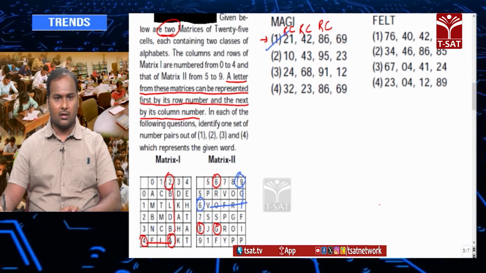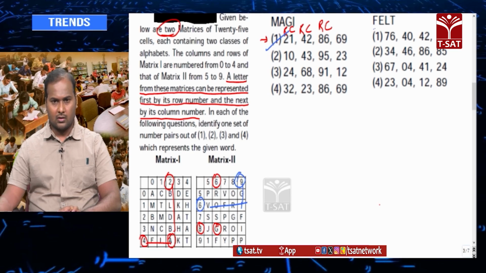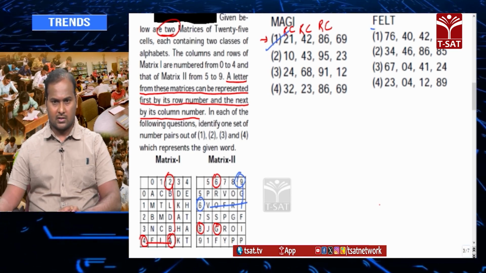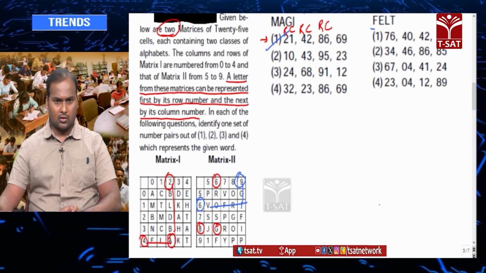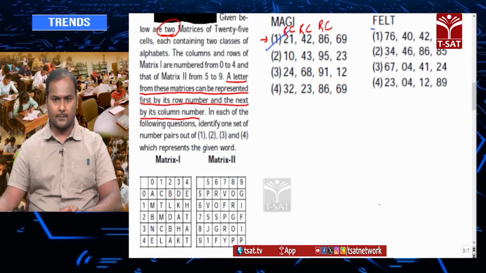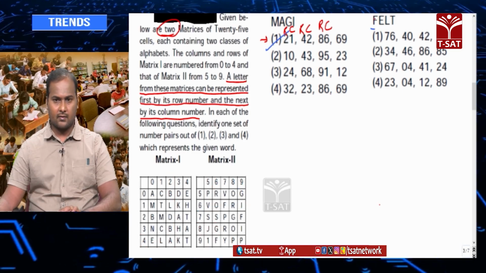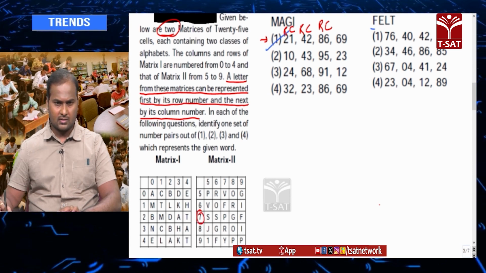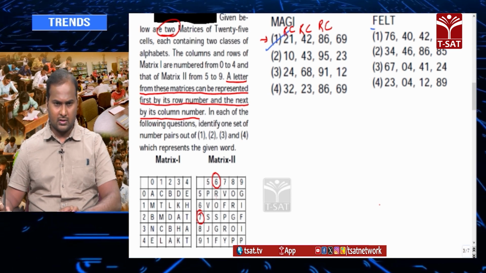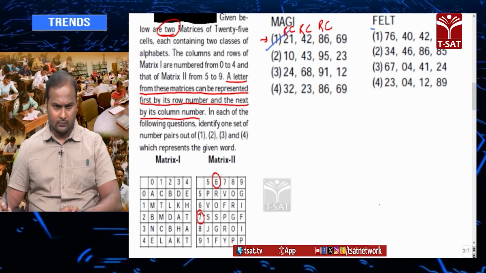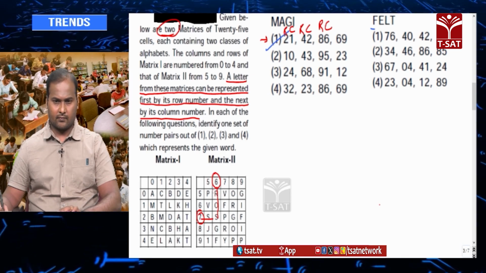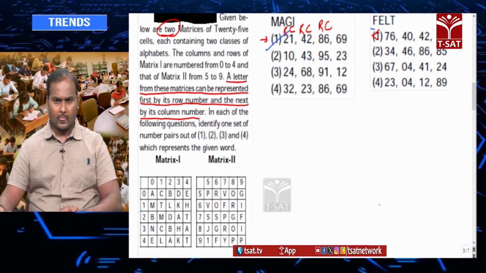In the same way, we will see the next question, that is FELT. Now you need to check whether F is coded with 7, 6, 3, 4, 6, 7 or 2, 3. See here, 7, 6 is representing F? Check it out here. First row 7, 6, next column is 6. Is it representing F? No, it is representing something else. So not possible.